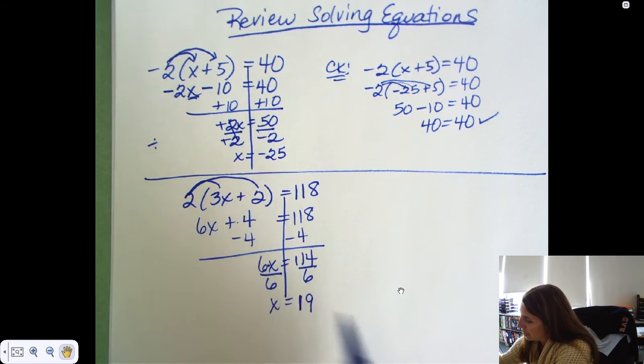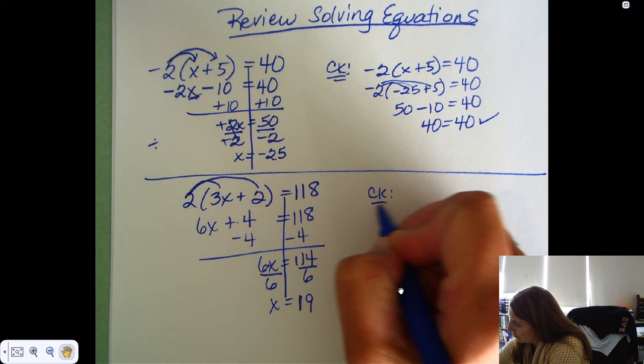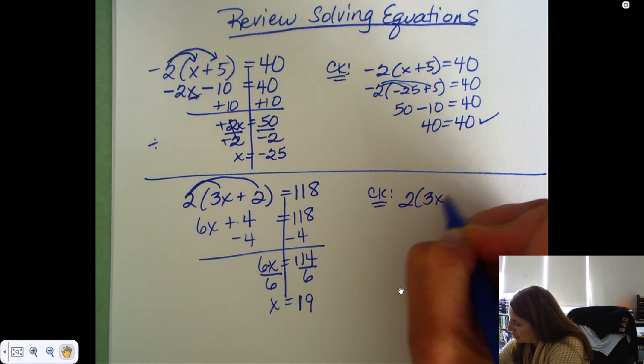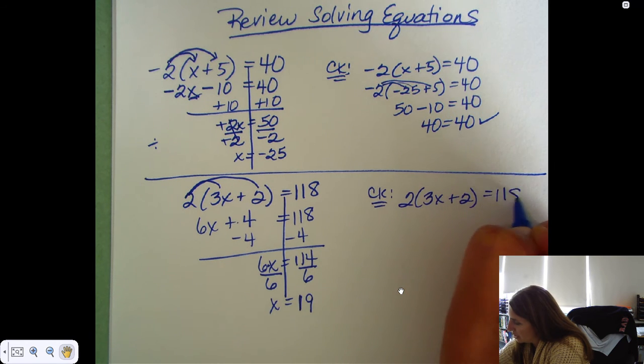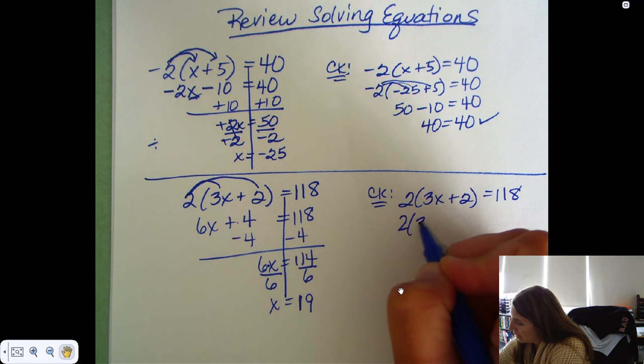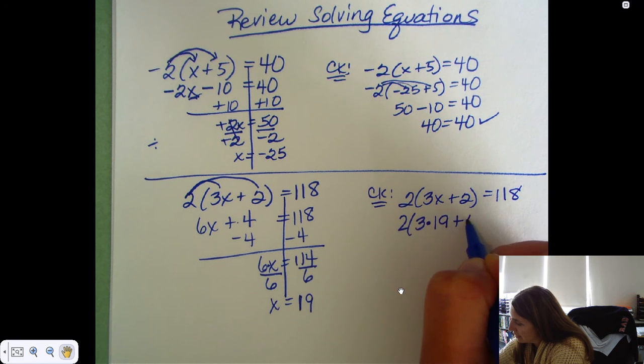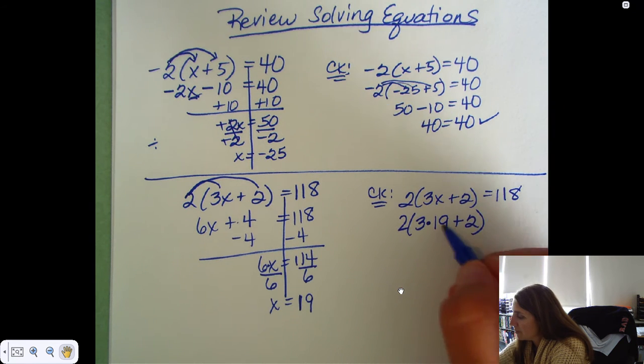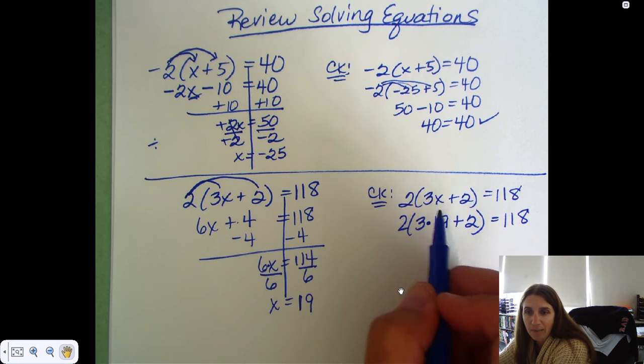So we're going to check our answer over here. 2 times 3x plus 2 equals 118. Rewriting the problem, plugging in 19 everywhere I see x. So 2 times (3 times 19 plus 2) equals 118. Now it's a little different this time.